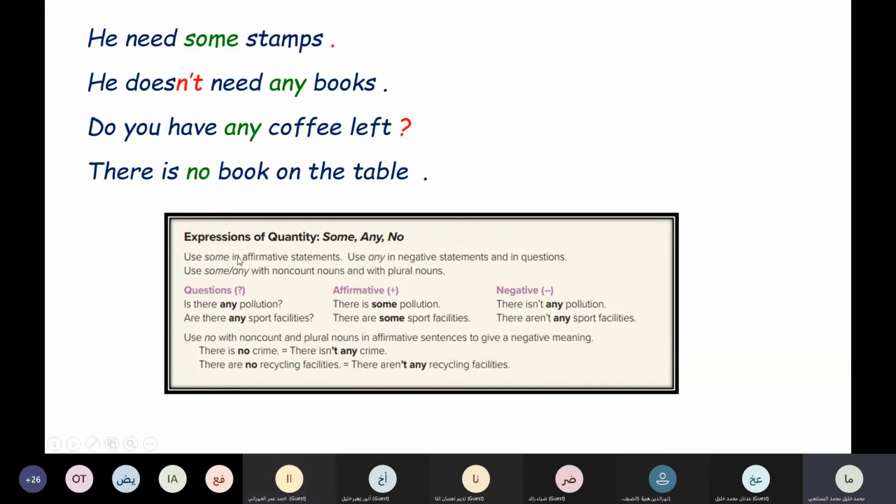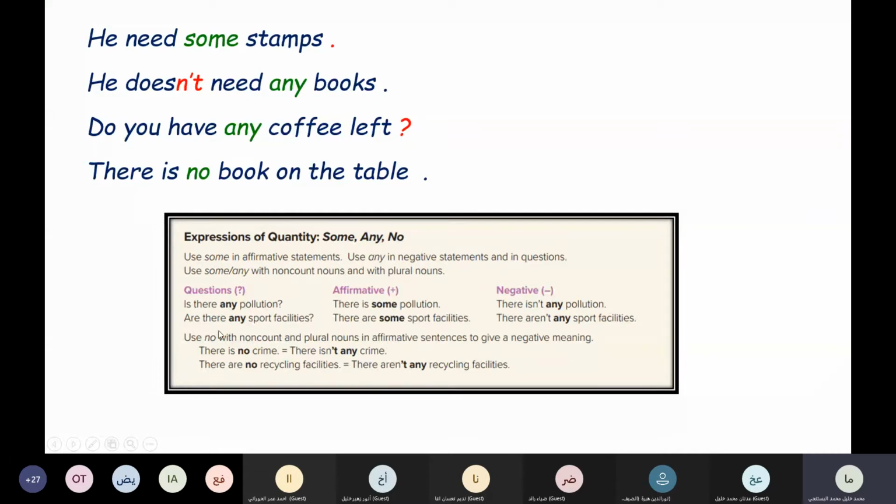Look at the examples. So we use some with affirmative sentences. Look here, there is some pollution. There are some sports facilities, with affirmative sentences, plural countable nouns and uncountable nouns. Also, we use any in negatives and questions. Is there any pollution? Are there any sport facilities? The same with uncountable nouns and with plural nouns.